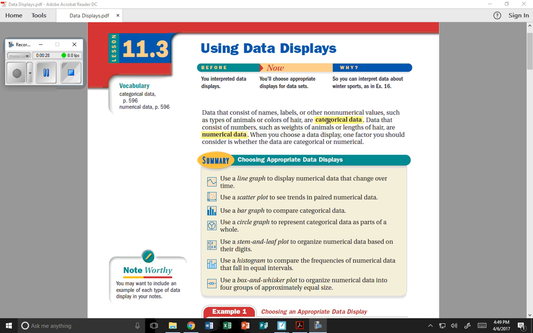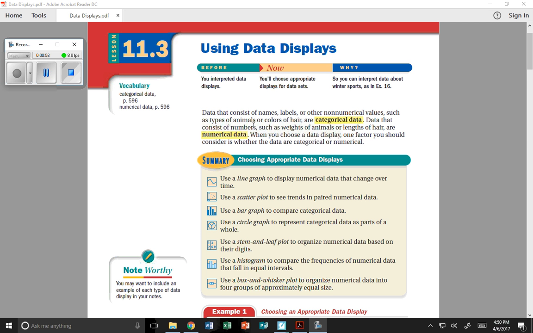There is the categorical data, which basically talks about names, labels, other non-numerical values, not numbers, such as type of animals, colors of hair, that kind of thing. So if you were to ask a group of people what their favorite color was, that would be categorical. Or if they have a favorite type of ice cream, that would also be categorical.